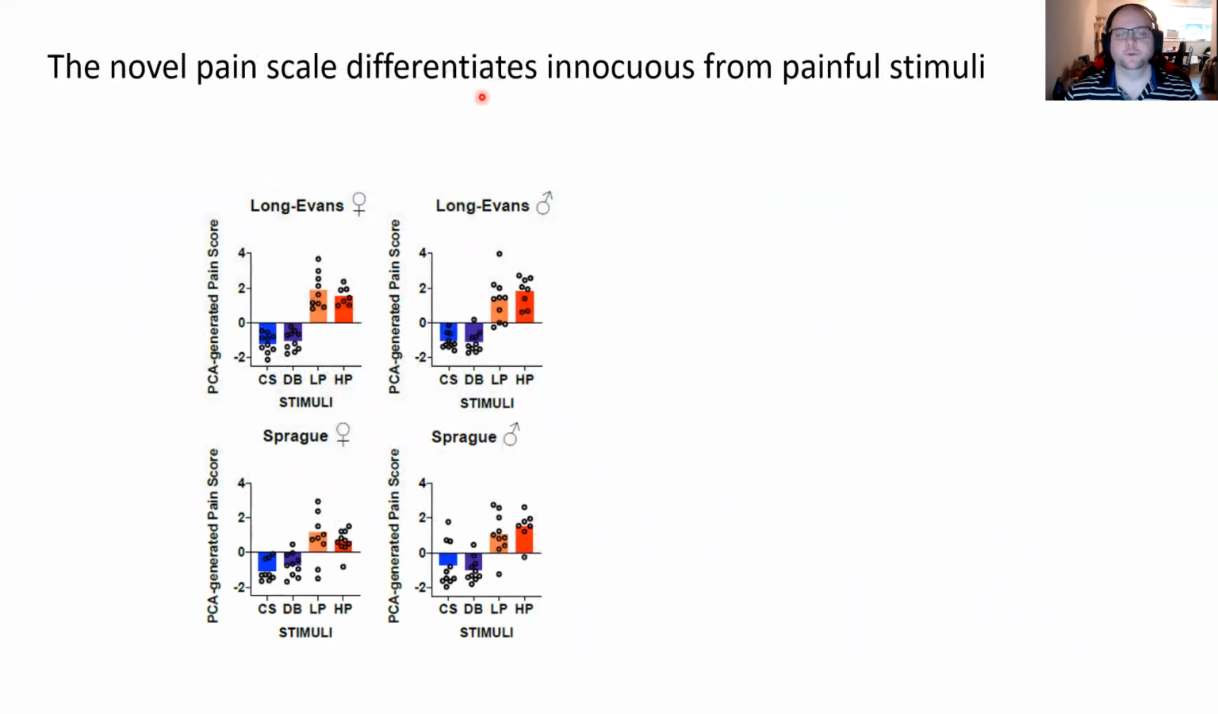So here's a proof of concept showing that we can discern between painful and non-painful stimuli, both in Long-Evans animals and Sprague-Dawley rats, in males and females. The CS and DB are cotton swab and dynamic brush respectively. Those are our non-painful stimuli, while LP and HP are light poke and heavy poke. So the light poke and heavy poke are noxious. CS and DB are innocuous. You can see that the innocuous stimuli are in the non-pain domain and the noxious stimuli are in the pain domain.